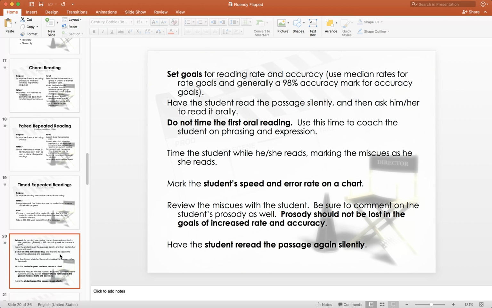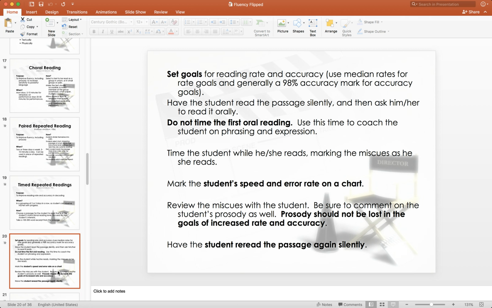We can have the student read the passage silently and then ask him or herself to read it orally. So this is really important, to give the child time to read it silently. Do not time the first oral reading. I find this is pretty stressful on kids. So you can use this time to coach the student on phrasing and using expression. And then time the student while he or she reads, marking the miscues, and then mark the student's speed and error rate on the chart.